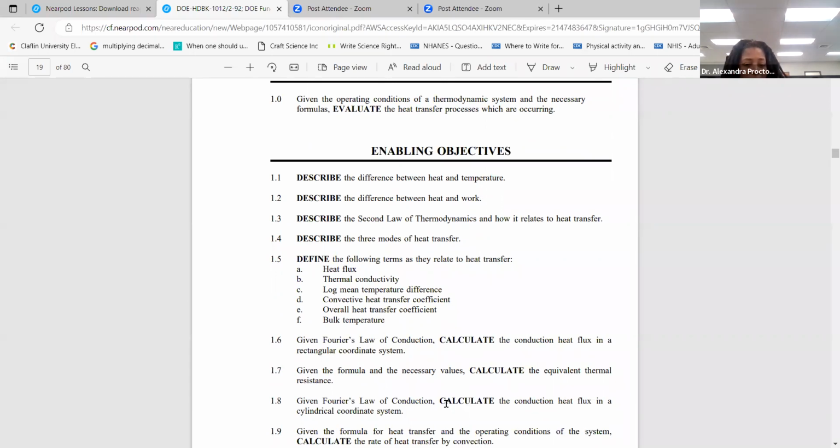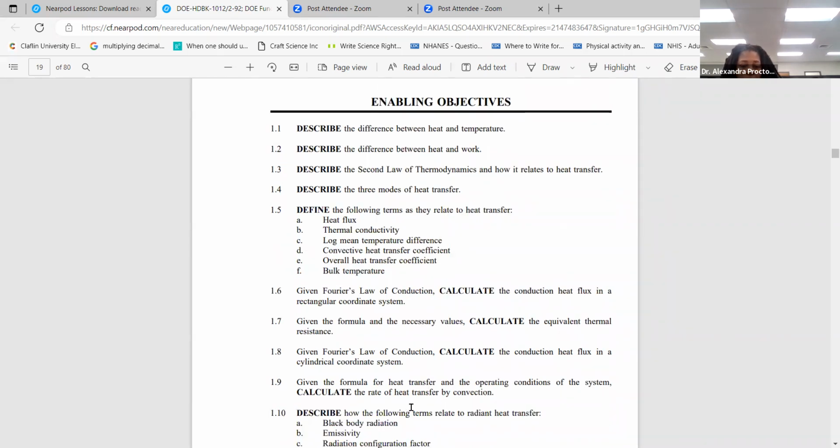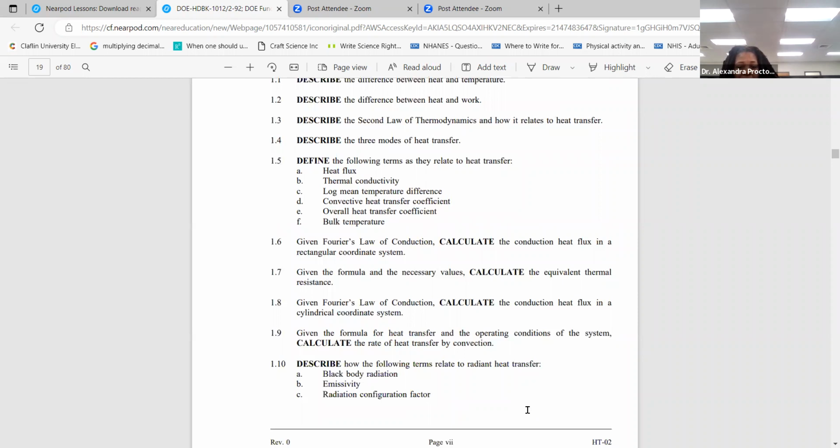We're going to, given a formula and necessary values, calculate the equivalent thermal resistance. Given Fourier's law of conduction, we're going to calculate the conduction heat flux in a cylindrical coordinate system. Given a formula for heat transfer and the operating conditions of a system, we're going to calculate the rate of heat transfer by convection.